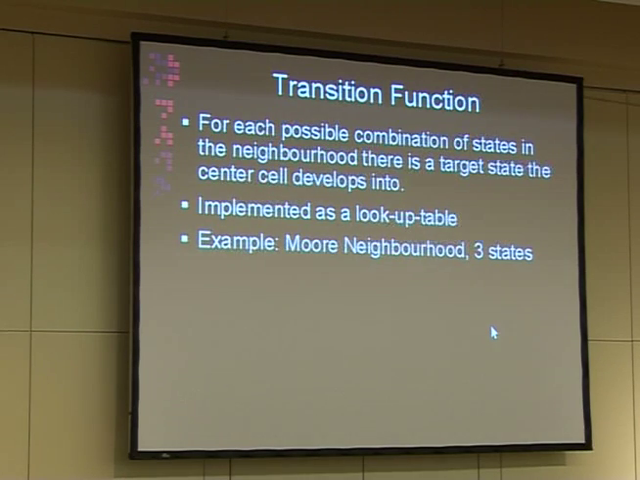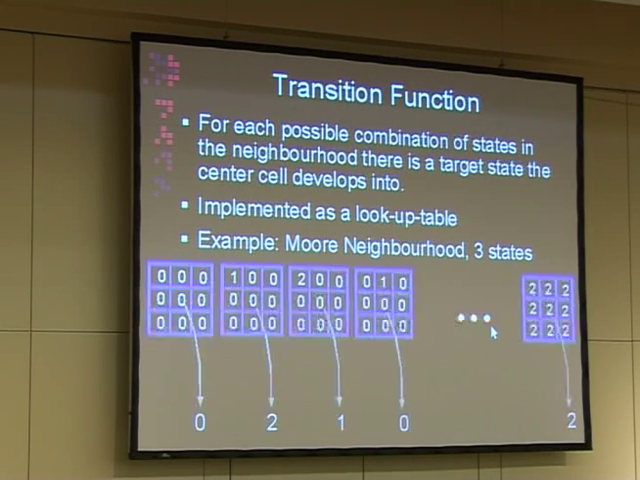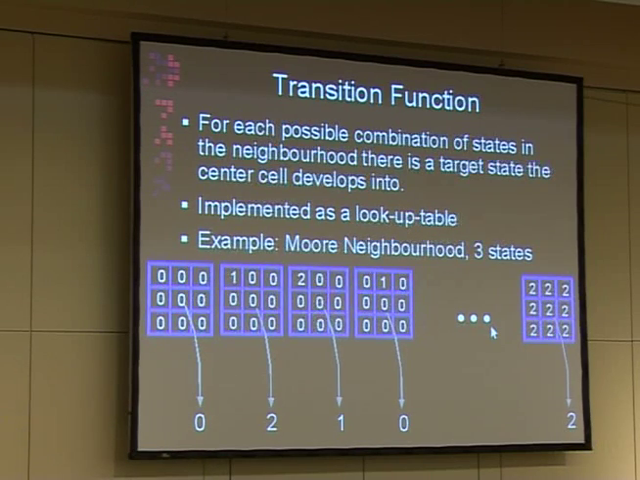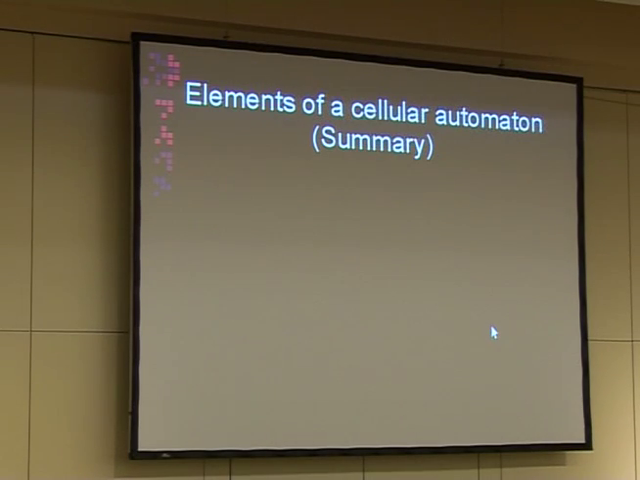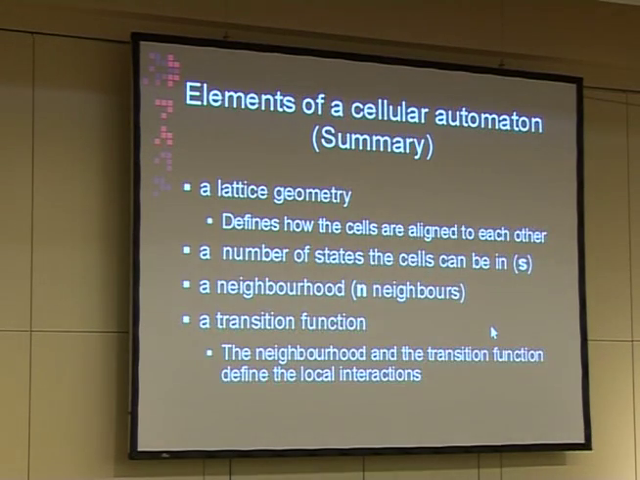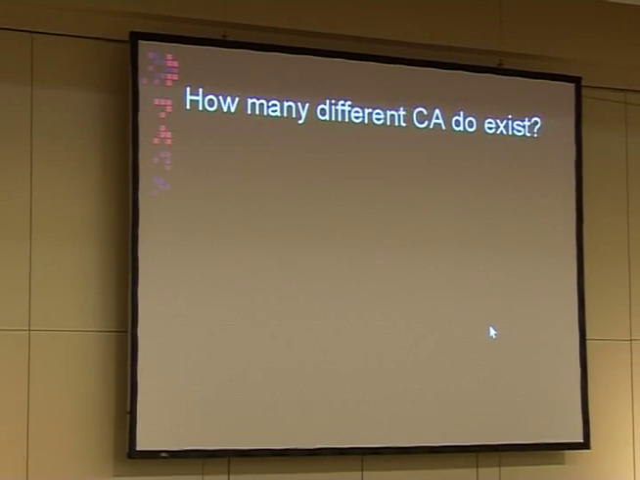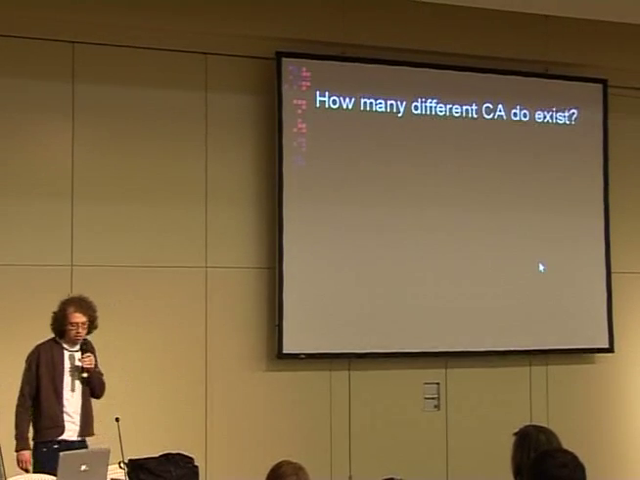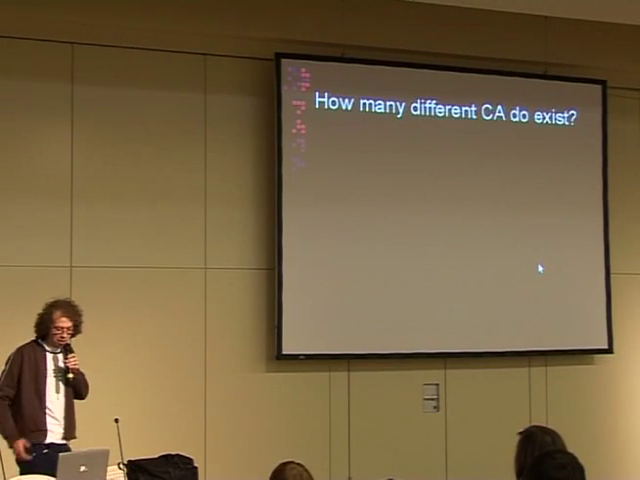An example: let's take the Moore neighborhood with 3 states. Then for each possible neighborhood, we have one target state. This summarizes what I've said so far. And now we can ask ourselves the question, how many different cellular automata exist that are like this? This is a problem.